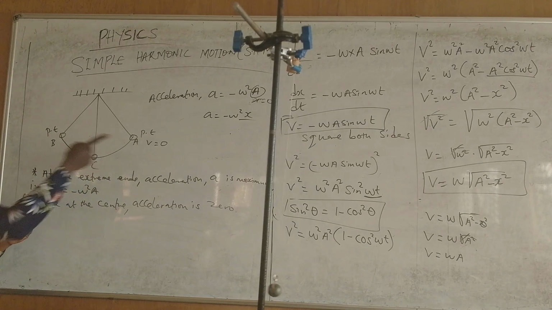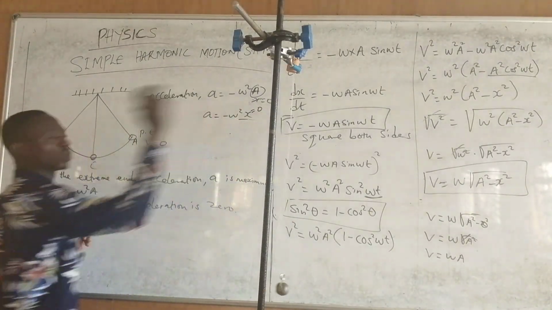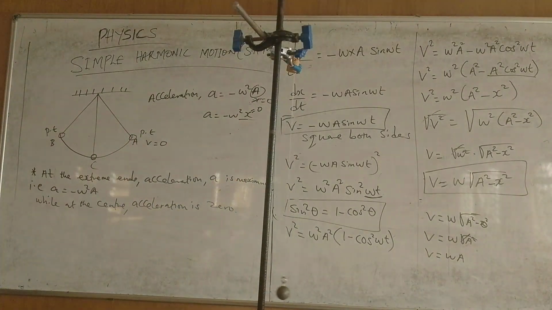So what happens? Acceleration becomes what? 0. Since x is 0, a will now become 0. No matter what your omega is, a becomes 0 at the center.